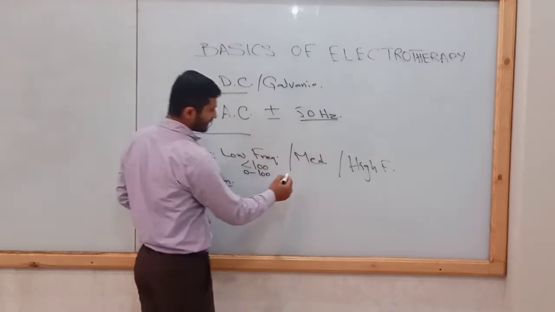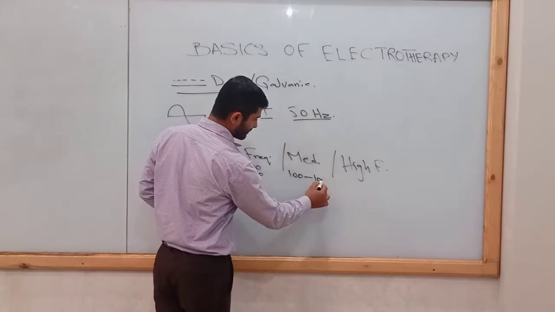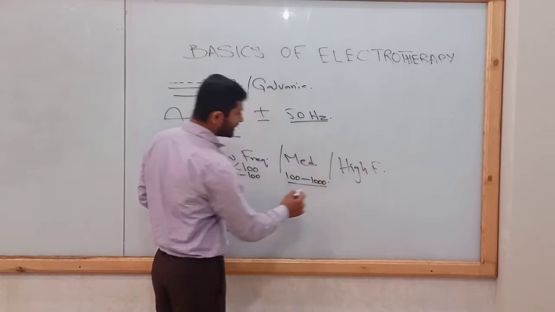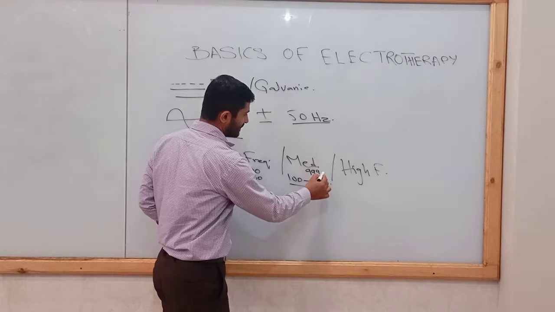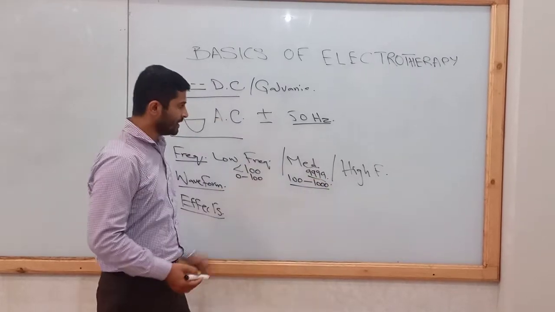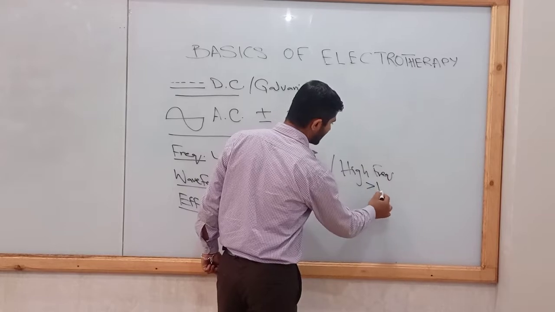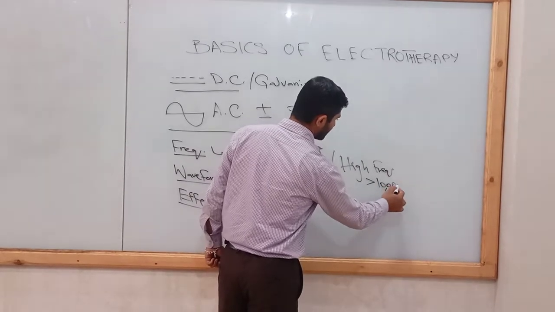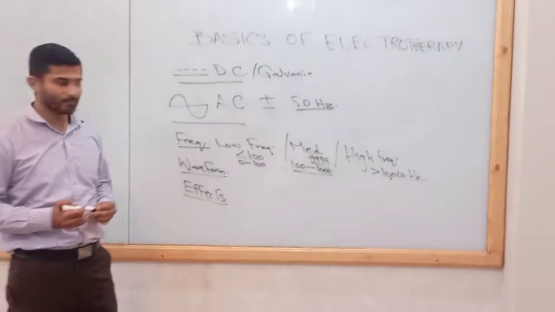For medium frequency it is 100 to thousands. In thousands, it can be, let's say, 9,999, as high as this. And if some current has a frequency of more than 10,000 Hertz, it is termed as the high frequency current.